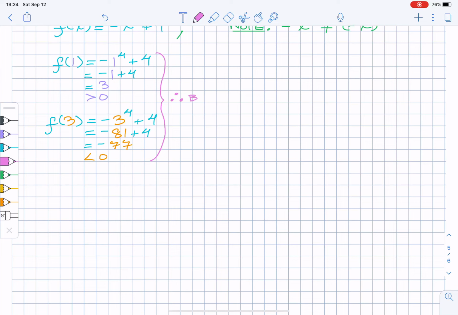by the IVT, I know that there exists some constant C between the two numbers 1 and 3, 1 in purple, 3 in orange, such that f evaluated at that C is 0.